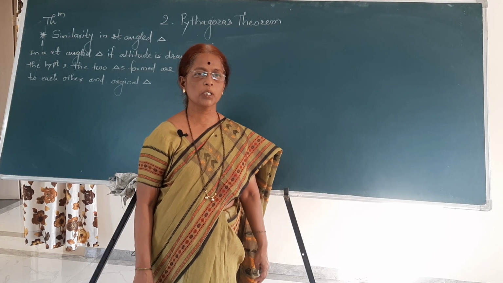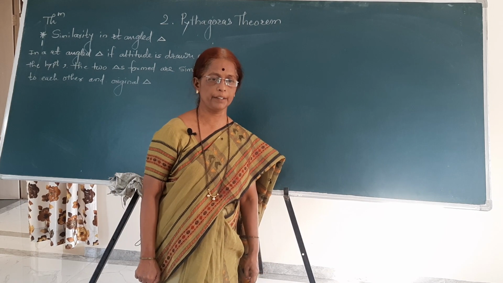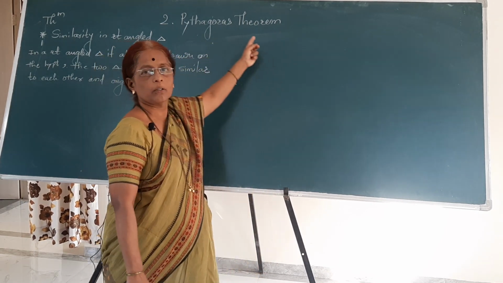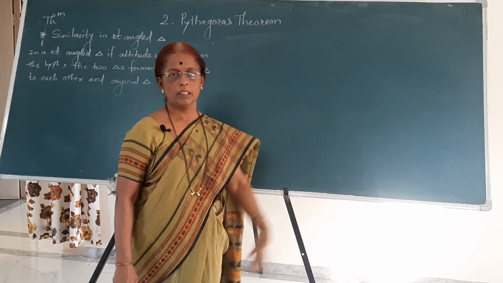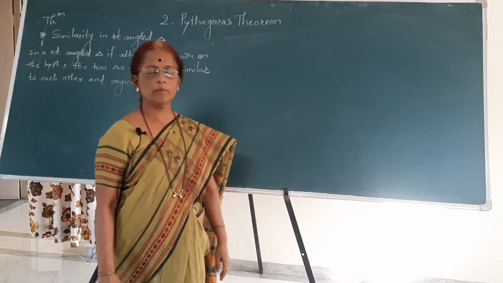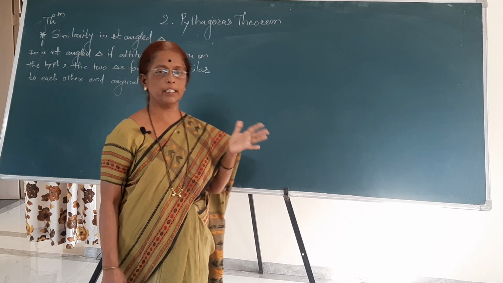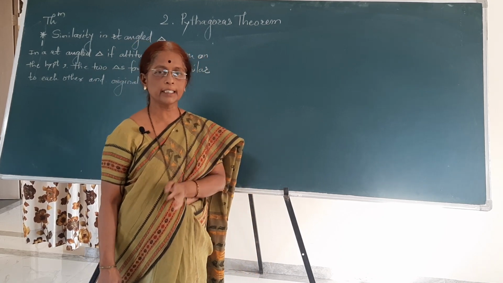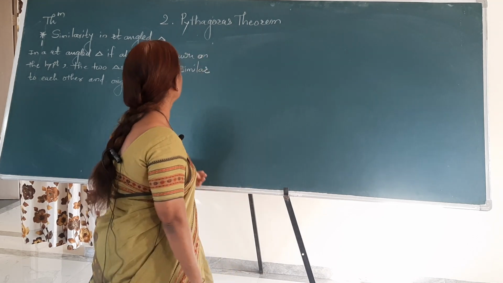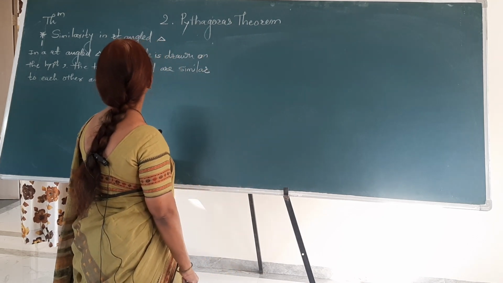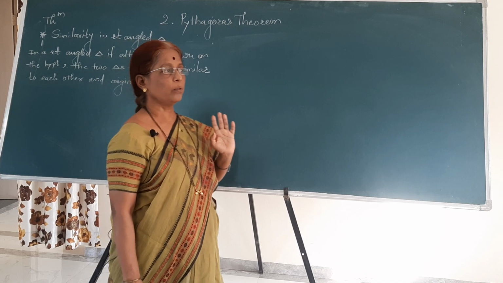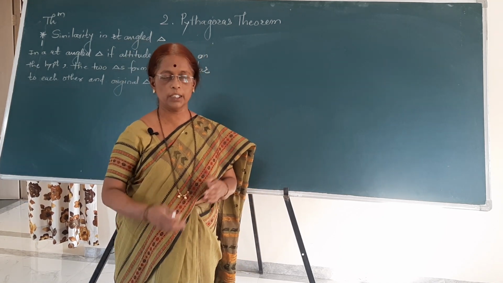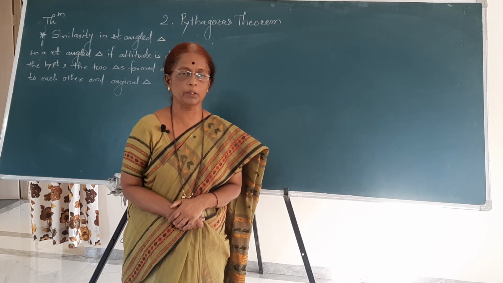Today we are going to start our second lesson in geometry. The name of the lesson is Pythagoras theorem. See, in the theorem of Pythagoras, we already studied this theorem in 7th standard. In a right angled triangle, the square of the hypotenuse is equal to the sum of the squares of the remaining two sides. So this is actually the theorem of Pythagoras.